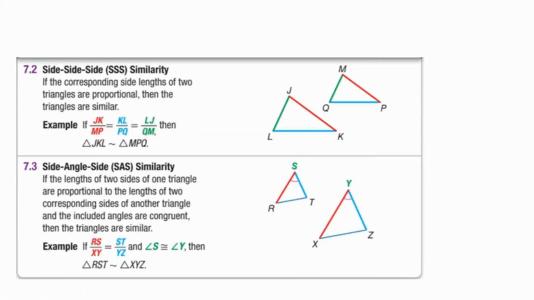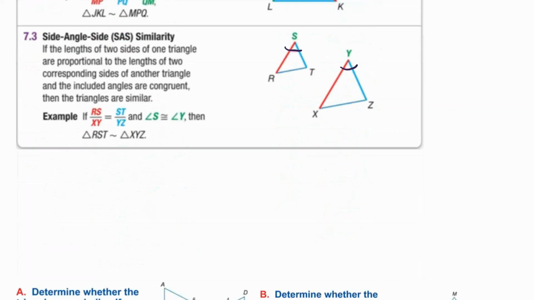We have two other ways to prove that they're similar. First one is by side-side-side similarity. If we can show that the corresponding side lengths are proportional, then the triangles are similar. The other one is side-angle-side similarity. Again, the angle has to be between the two sides that are proportional.